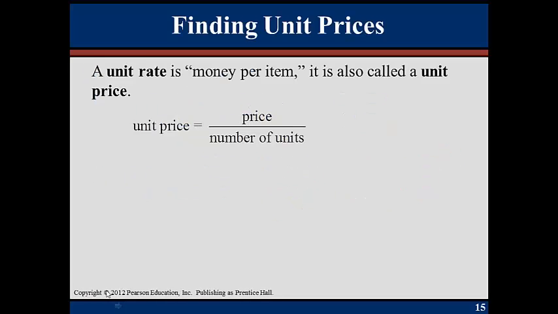Okay, now using unit rates, we can also find a unit price. How do we find our unit price? Well, we're going to have the price divided by the number of units. And then, just like before, we're going to take the price and divide it by the number of units. So we end up with a unit price. So numerator is still being divided by the denominator.